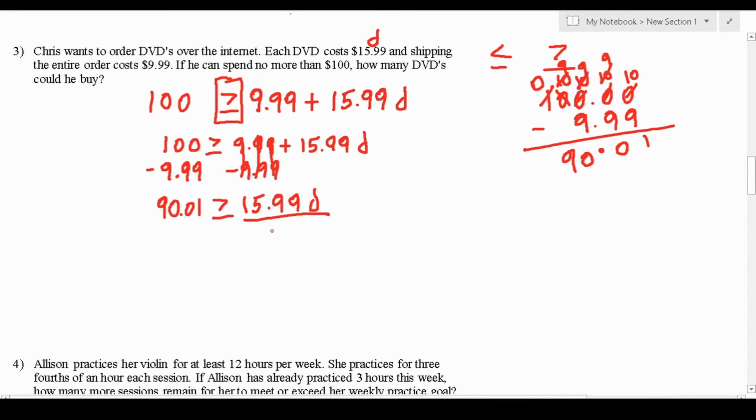Again, we're trying to solve for D, the number of DVDs he can purchase. So we're going to have to divide as our next step by 15.99 on both sides. And of course, this is going to cross out, leaving us with this. D on this side is less than or equal to 90.01 divided by 15.99. Again, all fractions can be regarded as long division. So we have, in other words, 90.01 divided by 15.99.